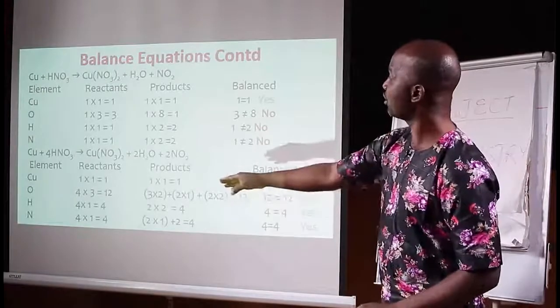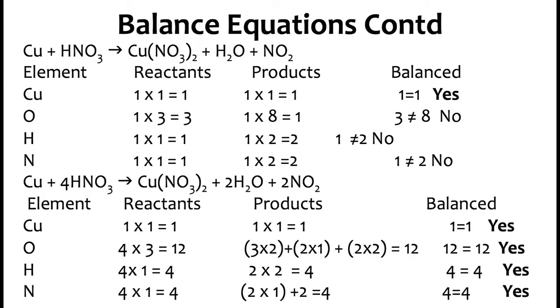Then for hydrogen, you can see there we have 2 hydrogen times 2, making it 4. Also there we have 2 hydrogen times 2, making it 4. And lastly, nitrogen, as you can see, 4 times 1 equals 4. And 2 times 1 plus 2 gave you 4. So 4 is equal to 4. And nitrogen is balanced in this equation. So the equation is balanced as we round up.